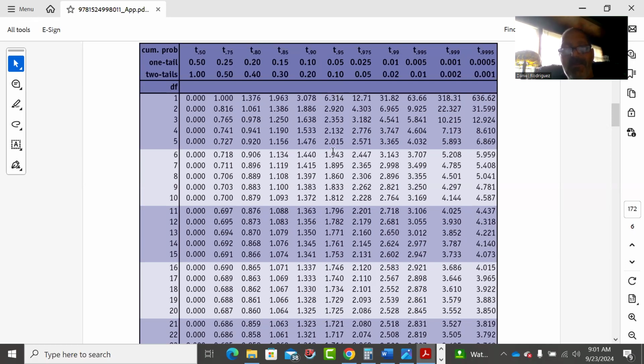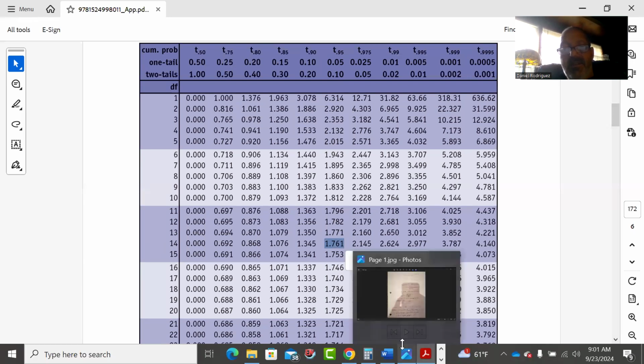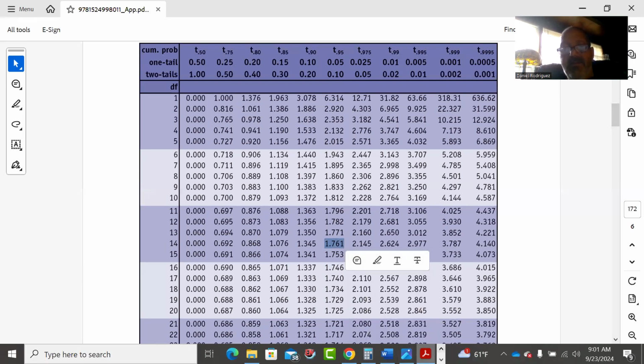Is that wild? So the cutoff here for 14 degrees of freedom is 1.761. Here's my degrees of freedom, it's 14. So we go up here. Oh, I'm sorry, where were we?